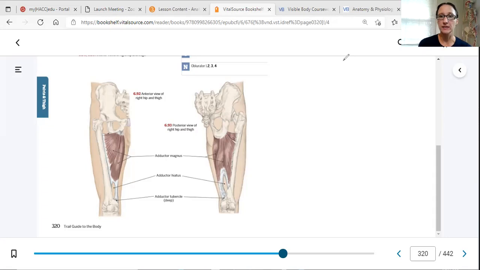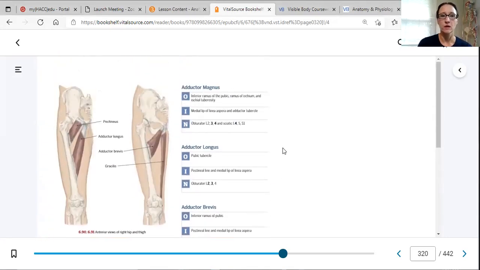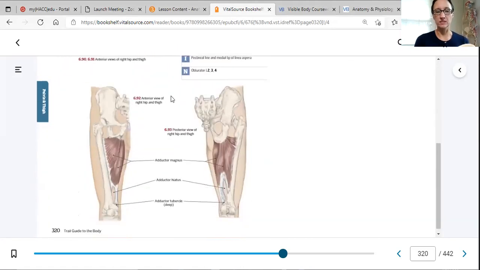Okay, so adductor magnus originates on the inferior ramus of the pubis, the ramus of the ischium, and the ischial tuberosity. So we're talking about this whole area. So here's the ischial tuberosity, ramus of the ischium, inferior ramus of the pubis. And you can see that. Unfortunately, I have to keep scrolling up and down, but there it is, right?